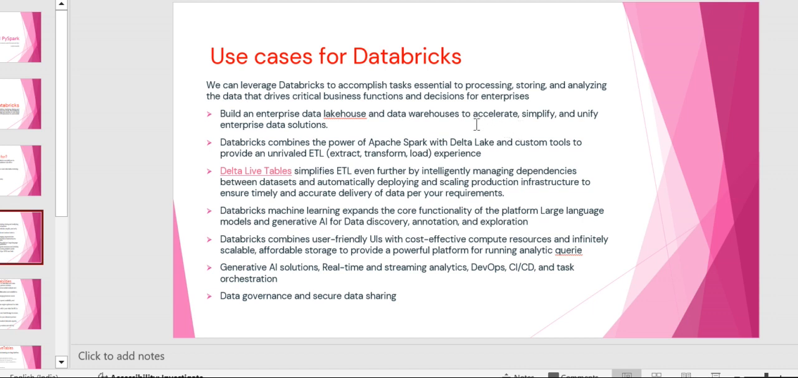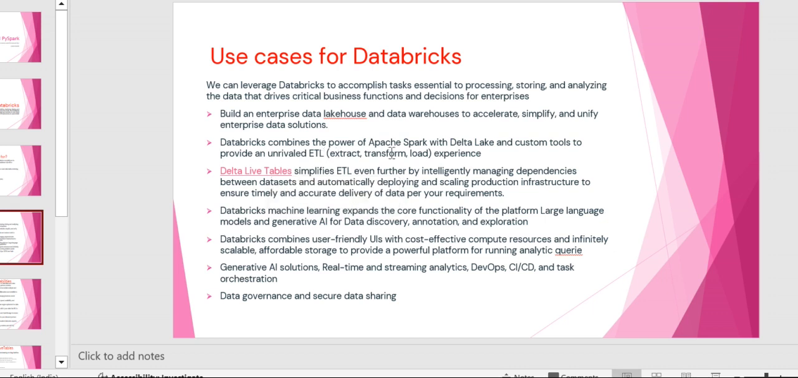So what will it do? Basically, it will help us to accelerate, simplify, and unify enterprise data solutions. So Databricks combines the power of Apache Spark. Spark has another architecture and engine where we have the cluster and the separate nodes for each workload and workflows and work types and job types. We'll discuss that in detail in another session. So talking about Databricks, it combines the power of Apache Spark with Delta Lake. So what is Delta Lake? I'm going to talk next.